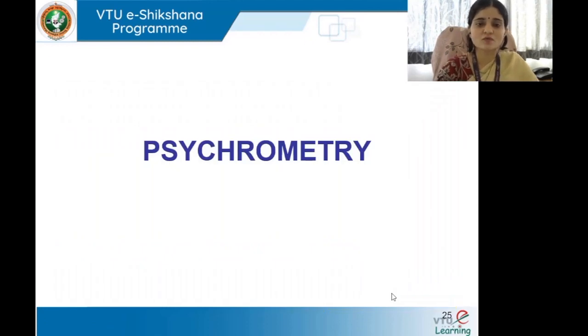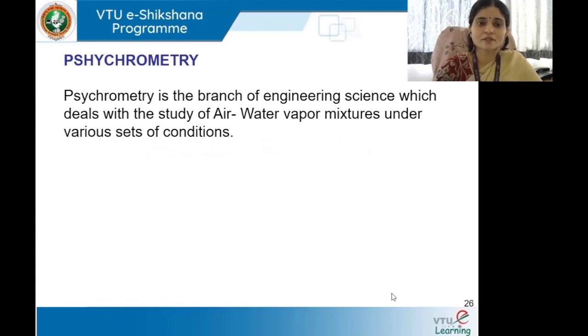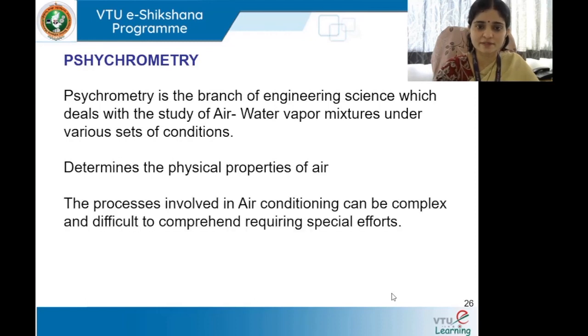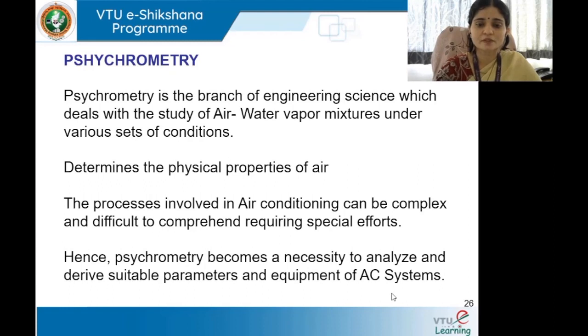So now we will understand what is psychrometry. Psychrometry is a branch of engineering science which deals with the study of air water vapor mixtures under various sets of conditions. It determines the physical properties of air and the processes involved in air conditioning, which are quite complex and difficult to comprehend otherwise, but can be easily determined by psychrometry and its plotting of the chart. So it is essential that we acquaint ourselves with psychrometry and its charts to analyze and derive suitable parameters to design a good efficient AC system for our buildings.